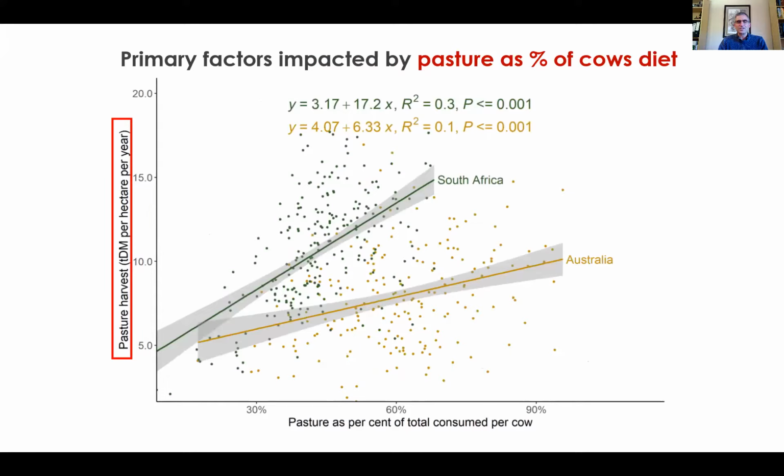This graph outlines the impact of diet pasture percent on pasture harvest, which is a particularly important relationship to understand. The underlying trends are similar in the two data sets, with increasing diet pasture percent contributing to an increase in pasture harvest. The relationship in the South African data set has diet pasture percent explaining a much larger proportion of the variance in pasture harvest, which is worthy of further investigation.